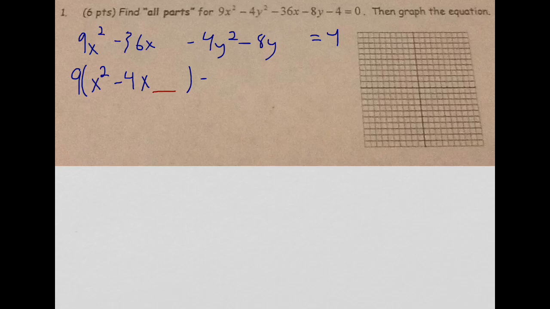And then I'm going to go minus 4 times y squared. So I'm just pulling out this guy. And what do I need to put for my y term? Well, if I have a positive 2 there, so plus 2y, then when I multiply the 4 in, that gives me my negative 8y back. So, close parentheses equals 4.